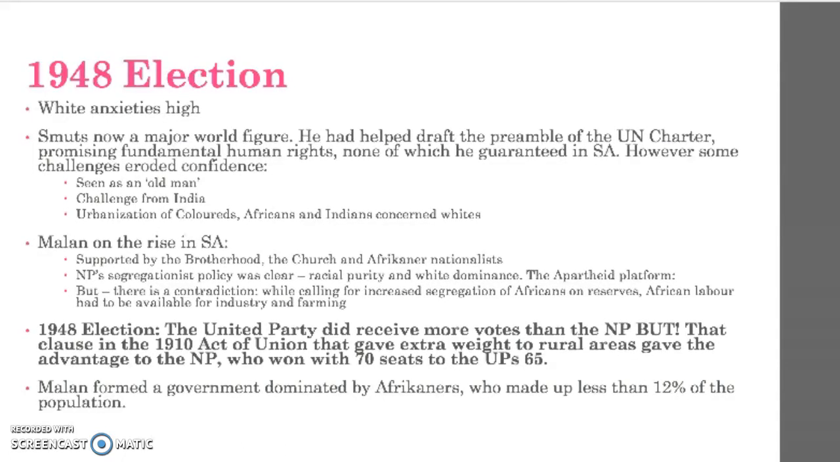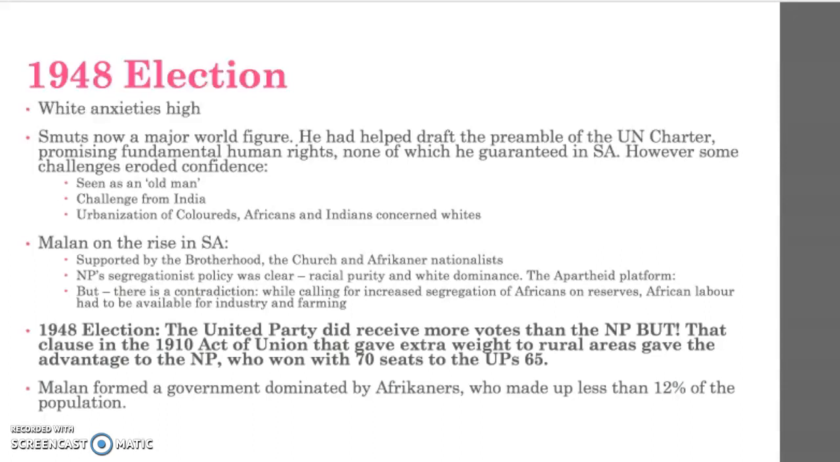But there's a contradiction at the heart of National Party policy at this time. In the 1948 elections, Smuts is poorly prepared, tired and out of touch. And with that balance on rural areas, the National Party, even though it receives fewer votes, actually wins the election.